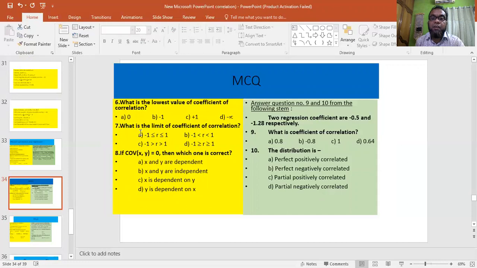Number 7. What is the limit of coefficient of correlation? I have told you that this is an important property of coefficient of correlation, that it lies between -1 and +1. So the answer is A, -1 less than or equal to r less than or equal to 1.